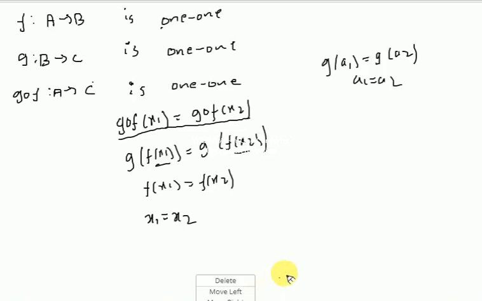So, this much is enough for 2 and 3 mark questions on relations and functions.